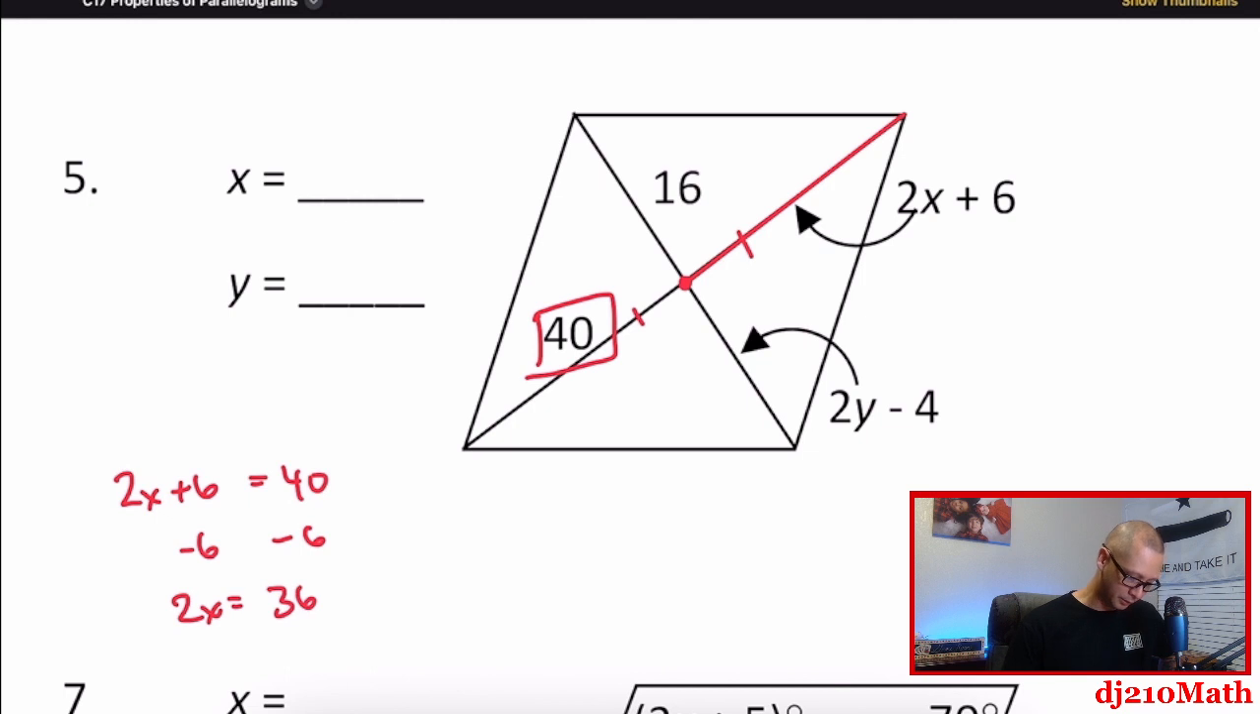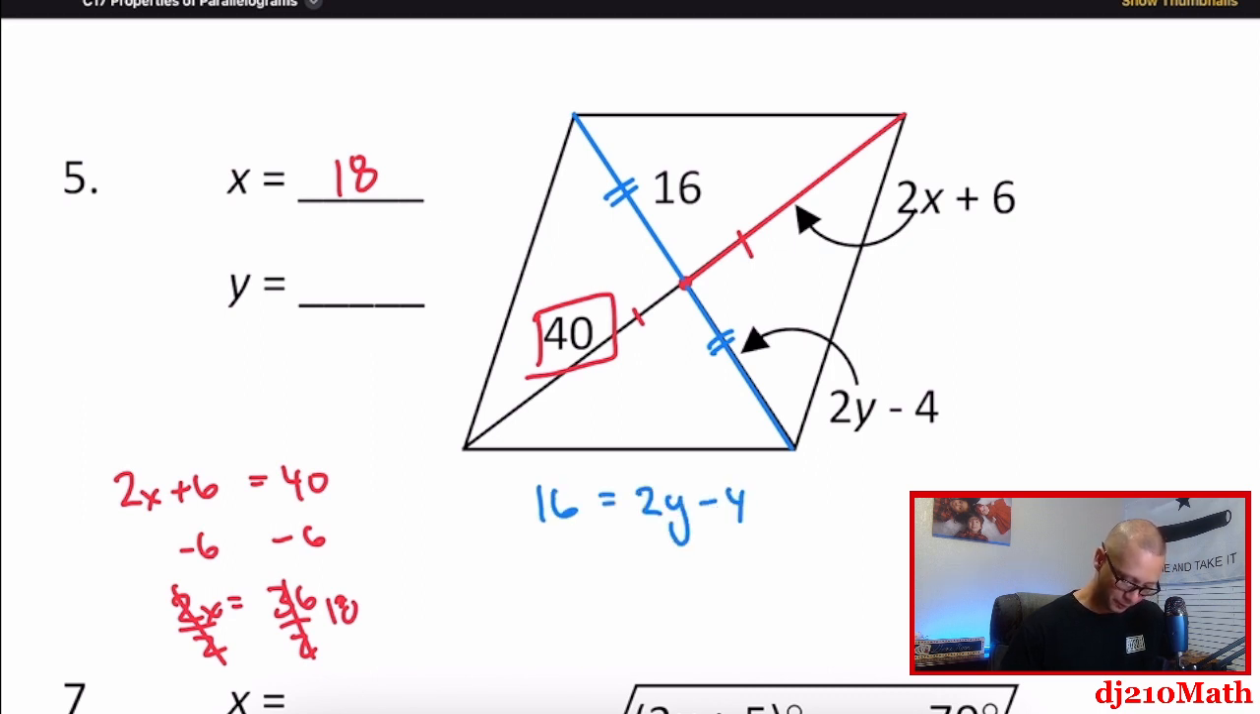So 2x is equal to 36. X is equal to 18. For the same reason, if this is 16 and the other side is 2y minus 4, again, they bisect, so these are going to be congruent. So I can set the measures equal to each other.